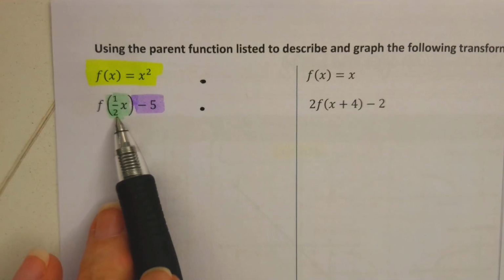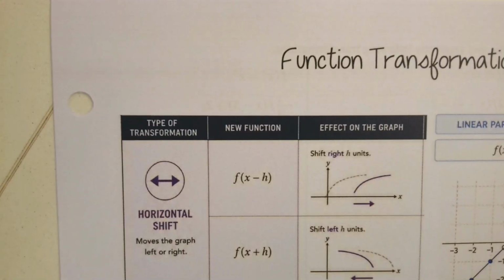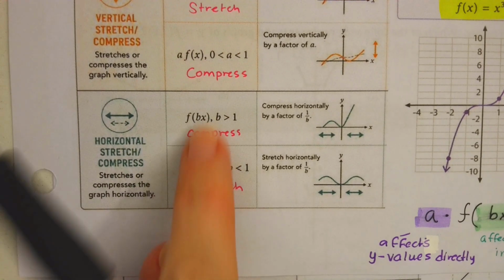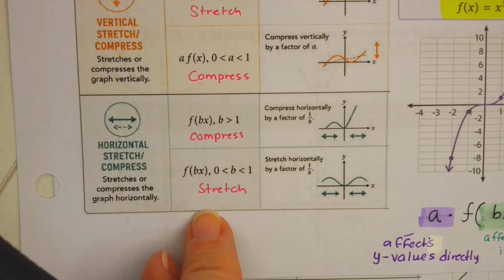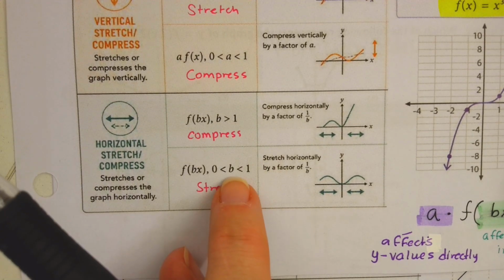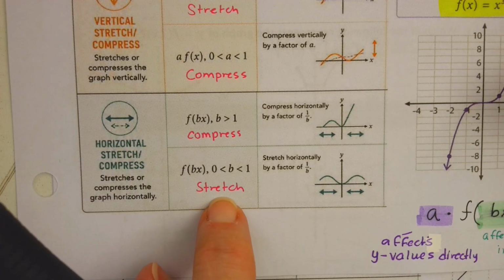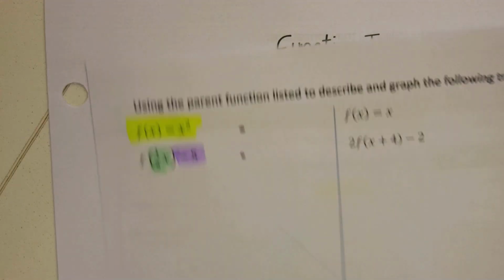The 1/2 x, that's inside the parentheses. Let's go flip back to our table for what that does. It's a 1/2 inside the parentheses. That's going to be either a horizontal stretch or compress. Is that number greater than 1, or is it between 0 and 1? Between. So that's what's called a horizontal stretch.